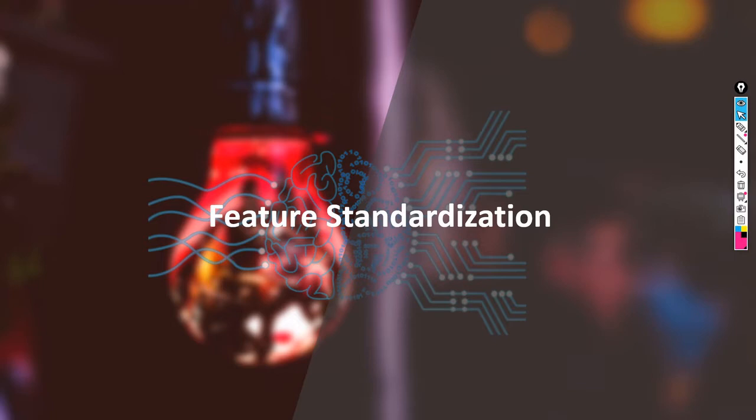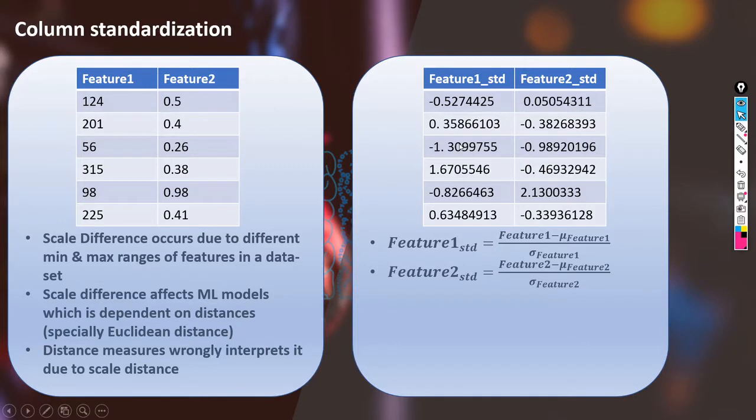So here in this video, we will learn one of the pre-processing techniques that we often use in most of the machine learning models before we feed the data into the model. This pre-processing technique is called feature standardization. So what is feature standardization?